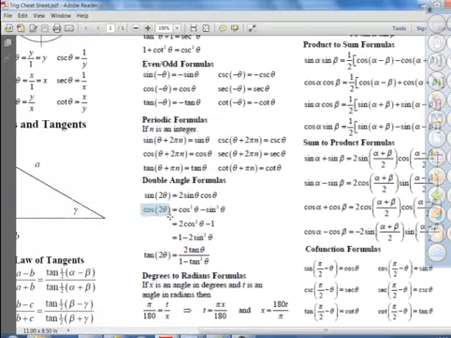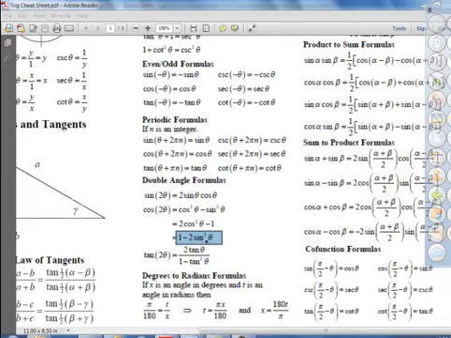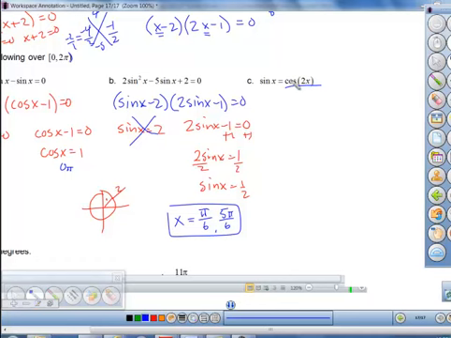Cosine of the double angle is everything right here. So it's equivalent to either cosine squared minus sine squared, or you could rearrange it and make it 2 cosine squared minus 1, or it could be 1 minus 2 sine squared. Now, I like this one right here, and the reason why is because this one has a sine in it. And if I go back to my equation, if I had another sine, that'd be okay.